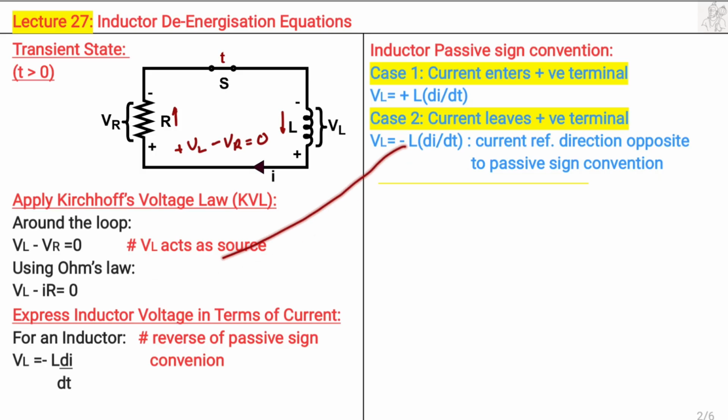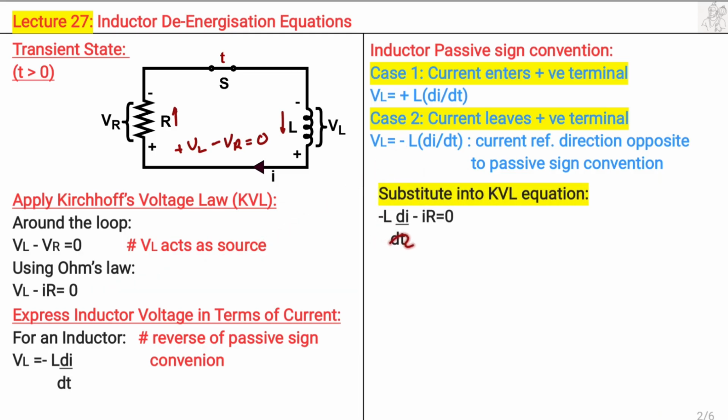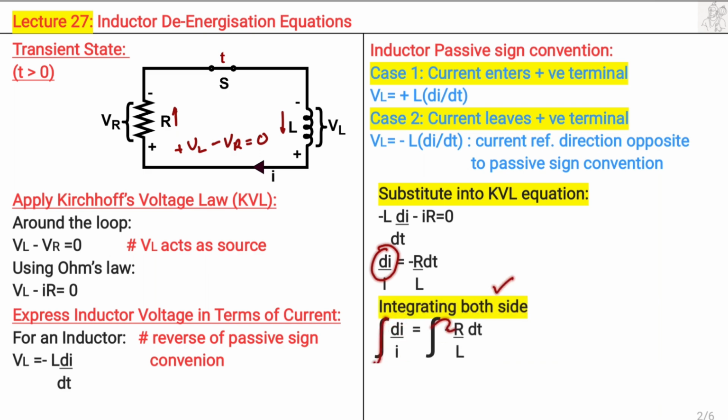Now putting the value of VL in this equation, we get minus L dI by dt minus IR is equal to 0. Rearranging it, we get dI by I is equal to minus R by L dt. In order to find I, we need to integrate both sides. So on integration, the integration of dI by I is log I, minus R by L comes out, and the integration of dt is simply t, plus a constant k.